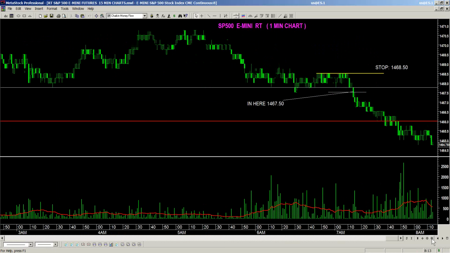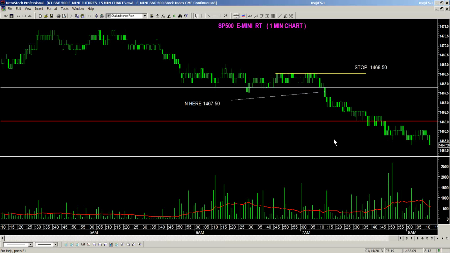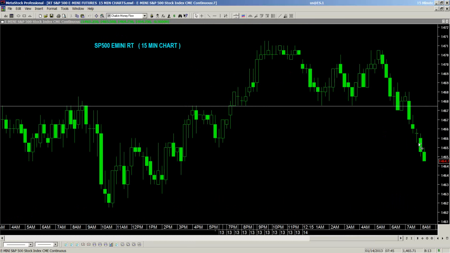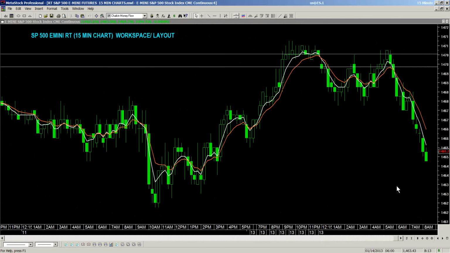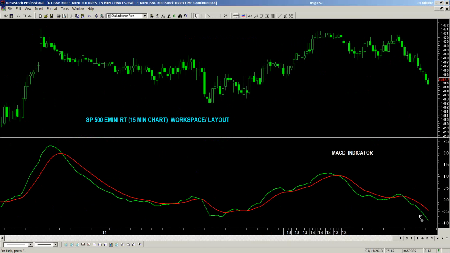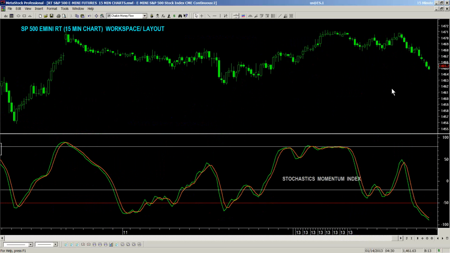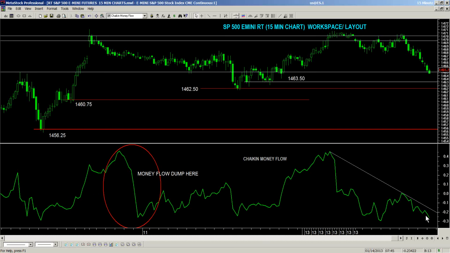Monitoring the 15-minute indicators on the way down. Looking at the overall momentum. We're still good. We're still good. We're still good. We are still good. I'd like to see a change in the stochastic and money flow again to the downside based off the 15-minute charts.